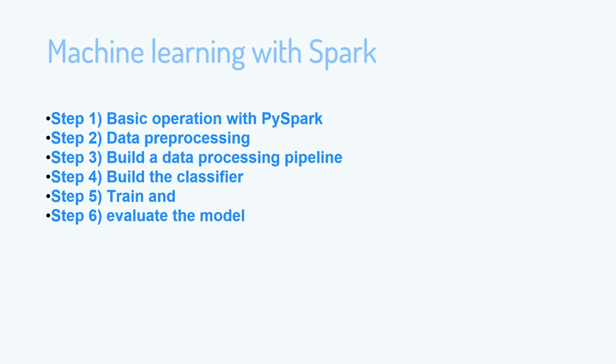This is the thing we are going to see. If you want to try machine learning with Spark, you need to do these processes: first, basic operations with PySpark, then data pre-processing, building the data pre-processing pipeline, and building the classification, then training and evaluating the model. This is the area we need to cover for using machine learning with Spark.